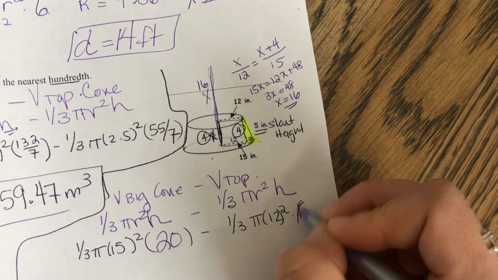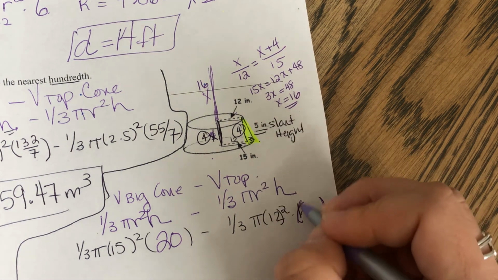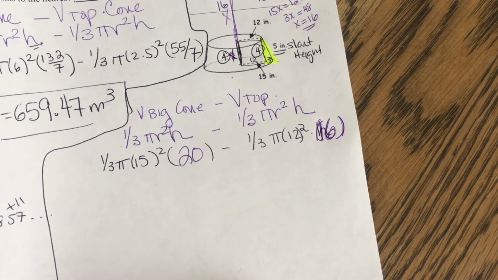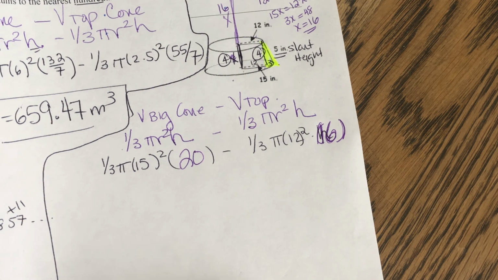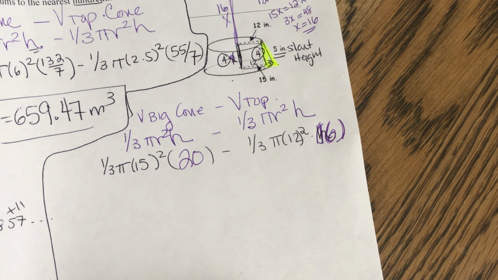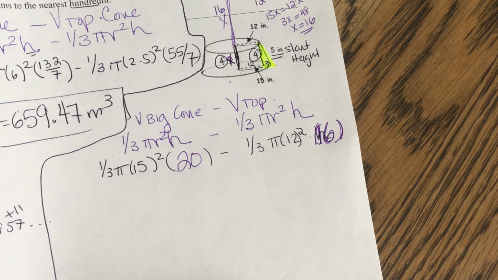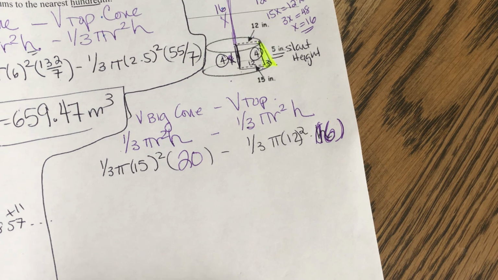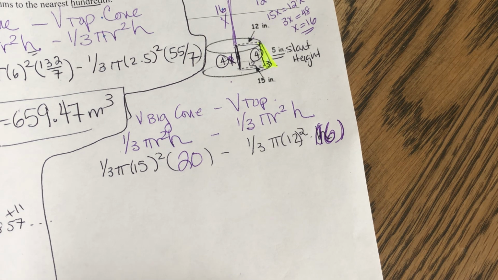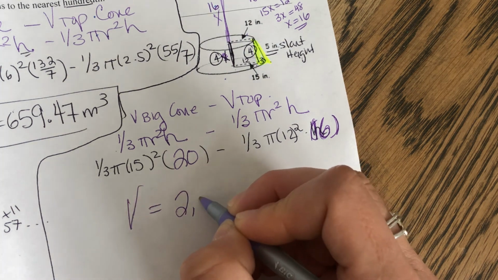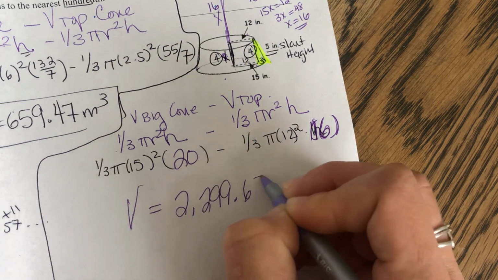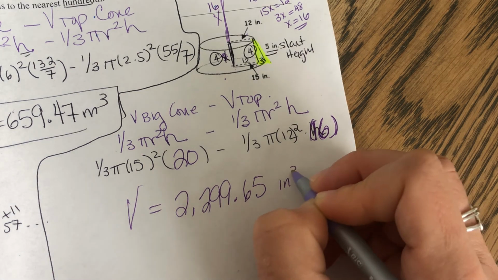And, oh, I mean to do that. Your top height is 16. Put it all in the calculator, and let's round to the nearest hundredth. Now I second guess. Let me just put this in the calculator. 1/3 pi, 15 squared times 20 minus 1/3 pi 144 times 16. And you should get, grand finale, 2,299.65 inches cubed.